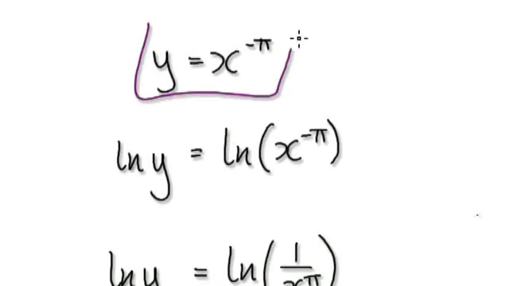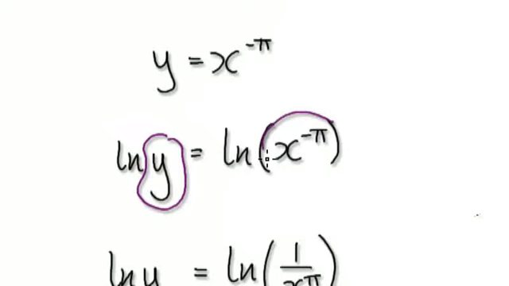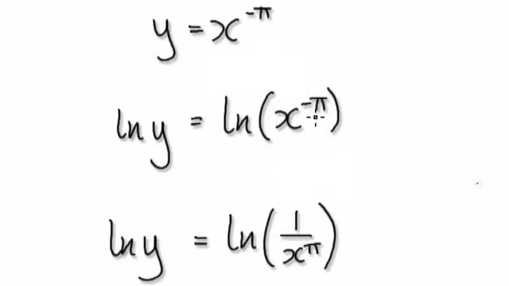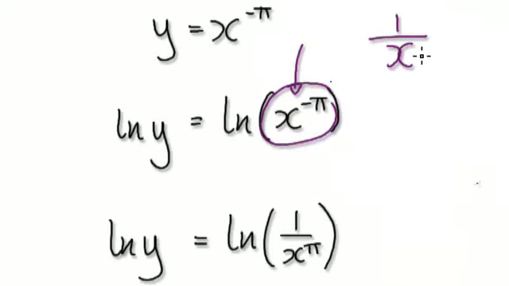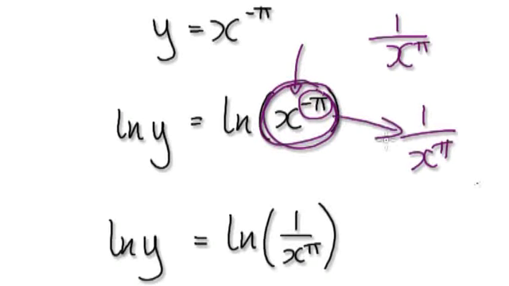Starting with this here, natural log both sides. So natural log this, and then natural log this. Now, looking at this here, you've got to take the natural log of this. If you look at this here, you can imagine this as being 1 over x to the power of pi. From our knowledge of indices, whenever you have to the power of minus, we don't really understand what it means, so we jump to 1 over x to the power of whatever. So this here is the same as this here.